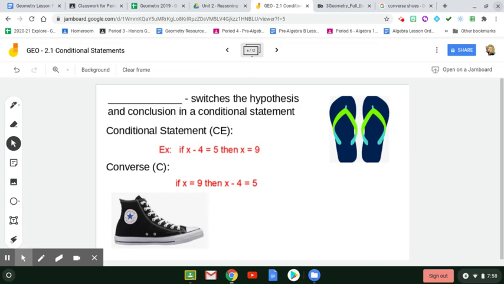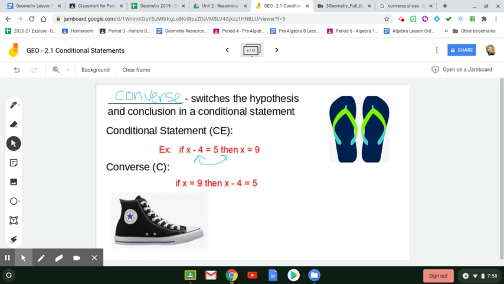And that's why I have a picture of a Converse tennis shoe there for you as well to help you remember it. The reason why I also have a picture of a flip flop here is because you basically take the hypothesis and the conclusion and you flip flop them around. So if we start out with if x minus 4 equals 5, and we end up with x equals 9 as our conditional statement, if I asked you to find the converse of that statement, you're flip flopping your hypothesis and your conclusion around.